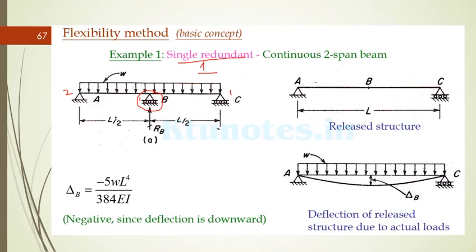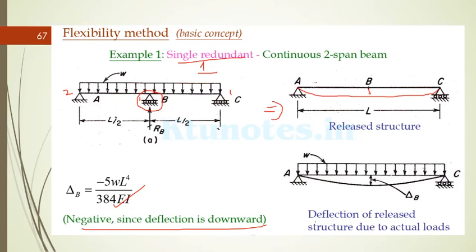So first we need to remove the support B, that is shown in the released structure A, B, C. The support is removed here. This is the released structure. We know for the UDL the maximum deflection will be 5WL raised to 4 by 384 EI. This should be remembered, and you have learned this one in the previous classes.